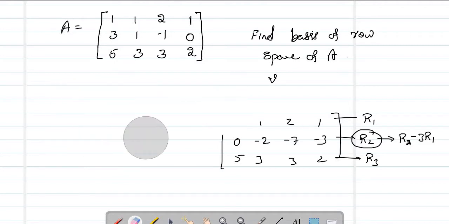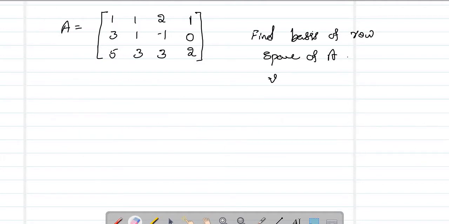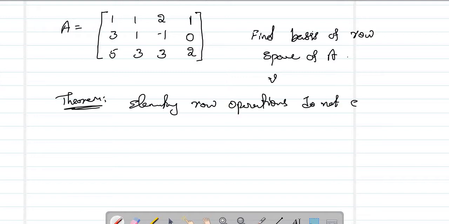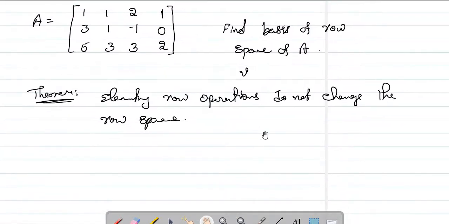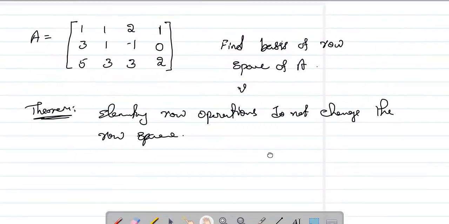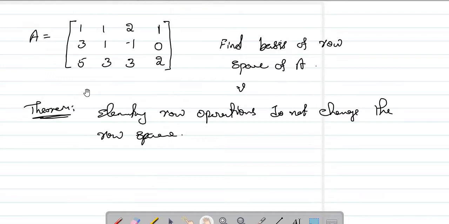So you can write a theorem. The theorem says that, let me mention the theorem here: elementary row operations do not change the row space. So the row space is going to be the same. Now to find the basis of the row space, we'll do one thing. We'll apply some elementary row operations and we'll remove the dependent rows if there are any.